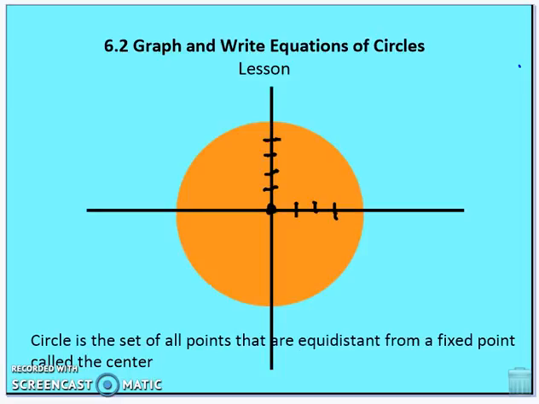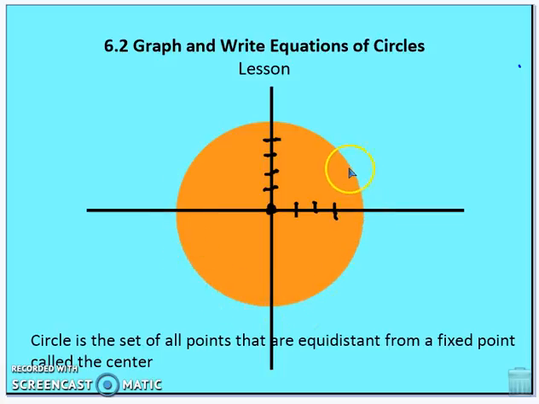All right, so a circle is a set of all points that are equidistant from a fixed point called the center. Now for all of the conics that we're going to cover, you need to remember what the definitions are, because that'll help you to find the equation. Remember what's happening in that particular conic. So this is the set of all points that are equidistant from a fixed point called the center.